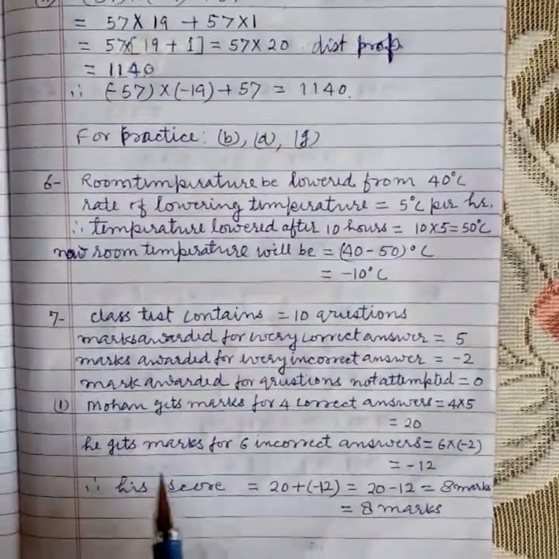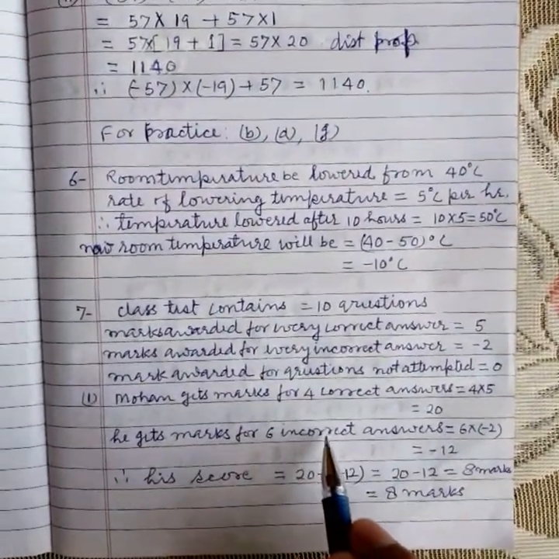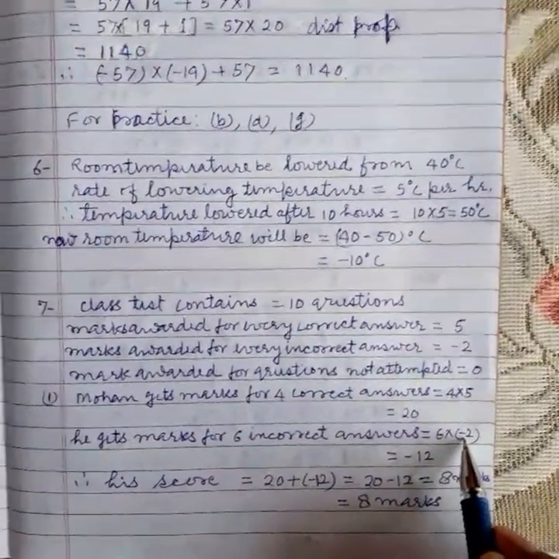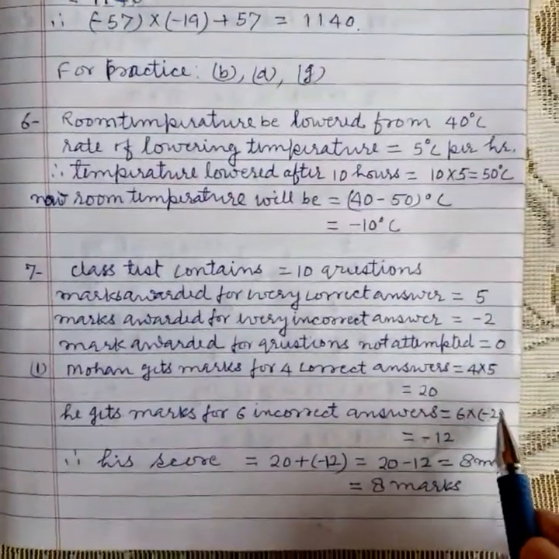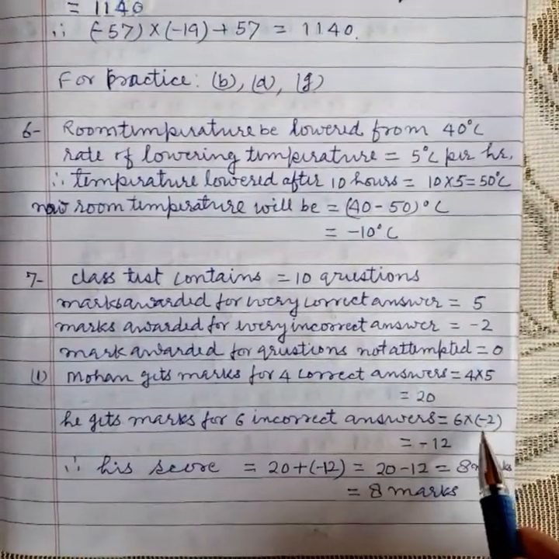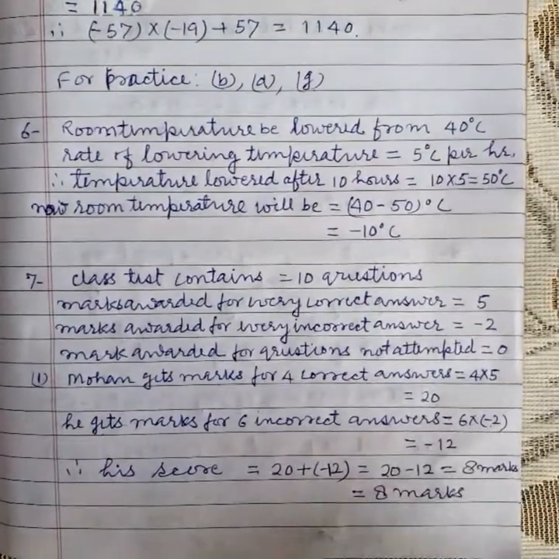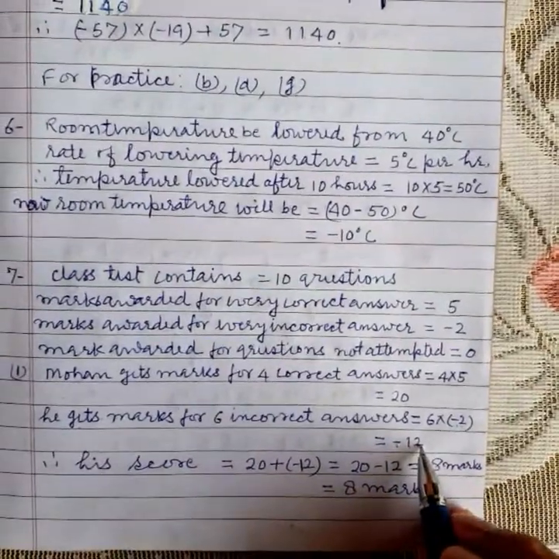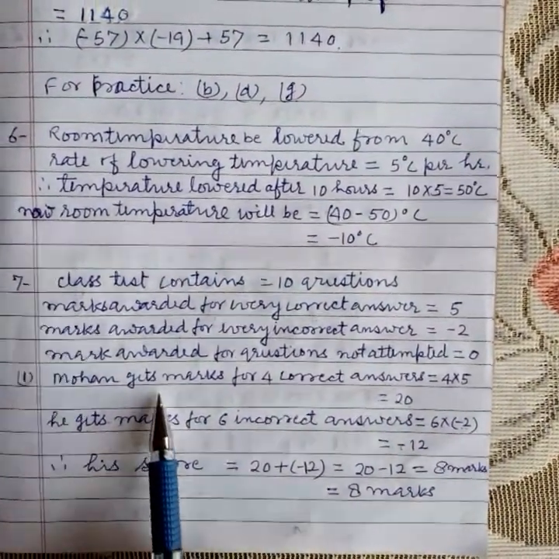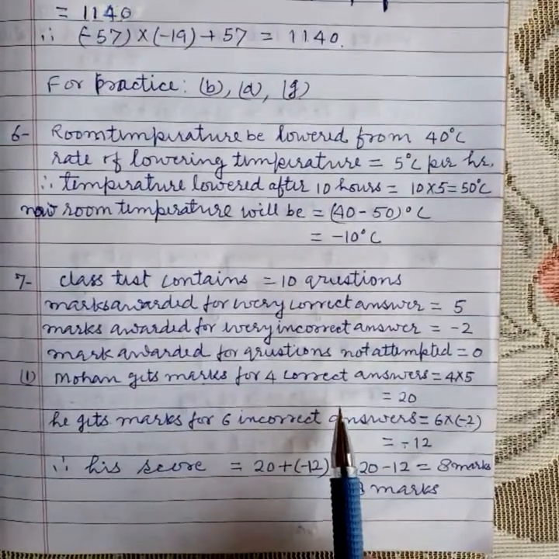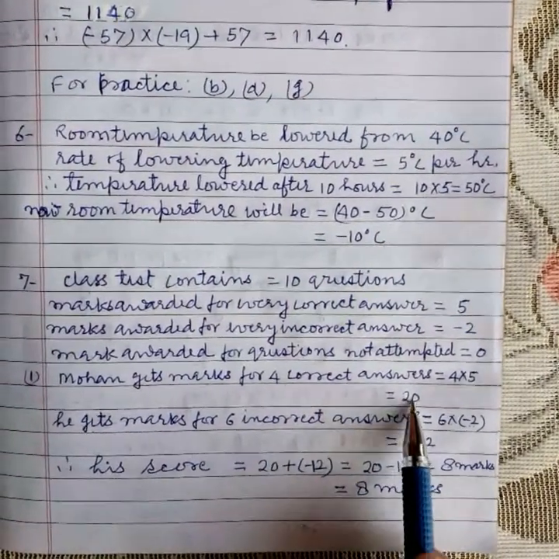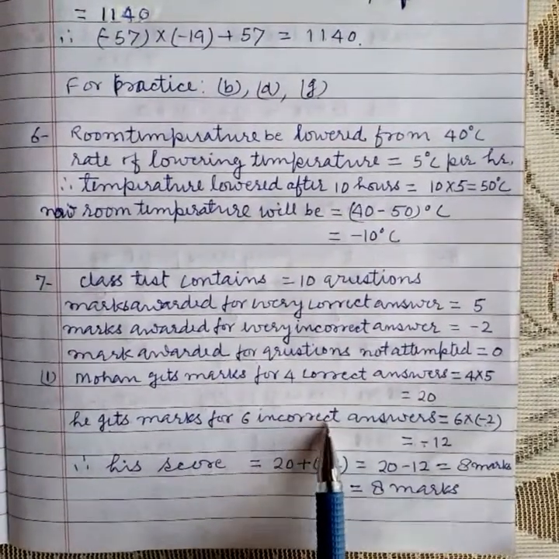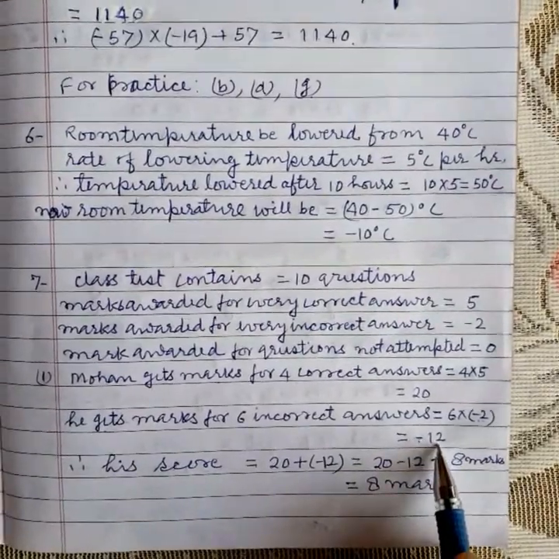Now he gets marks for 6 incorrect answers, 6 into -2. For every incorrect answer, -2 marks will be awarded. So here 6 into -2 is equal to -12. So for correct answers he is getting 20 marks, and for 6 incorrect answers he is getting -12 marks.